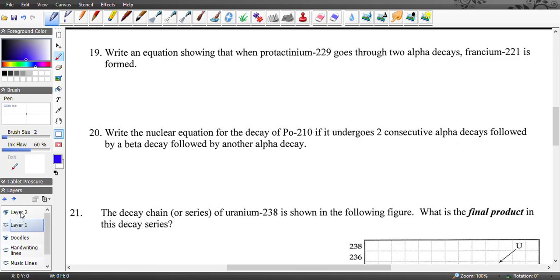Oh my god. Here we go. Okay, 229. If we look that up, it's going to be 91, I believe, Pa.